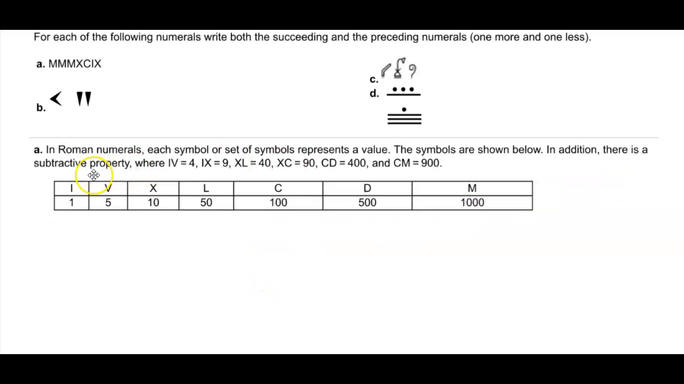In addition, there is a subtractive property where you have I before the V, which is going to represent 4. And there we have IX is 9, XL is 40, XC is 90, CD is 400, and CM is 900. So again, how do we get 9? We get 10 and then subtract 1 to get 9. XL, we take the L, which is 50, subtract 10 to get 40.